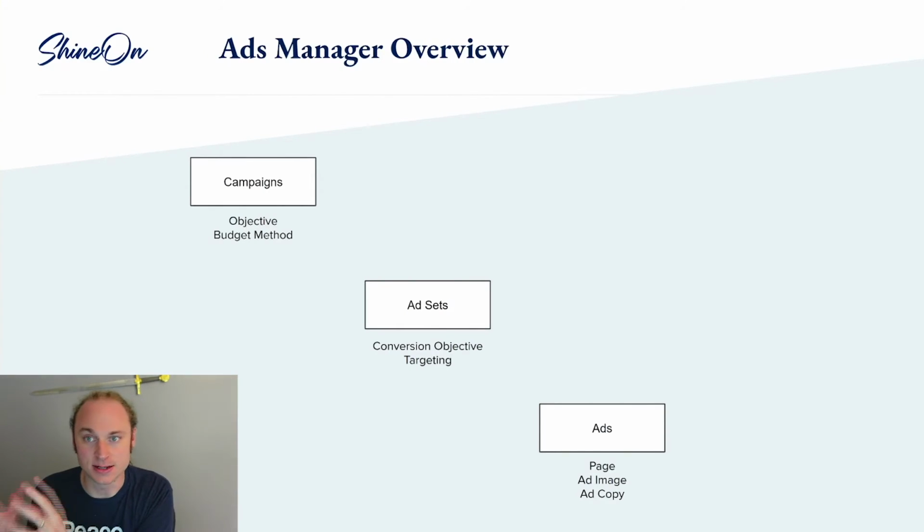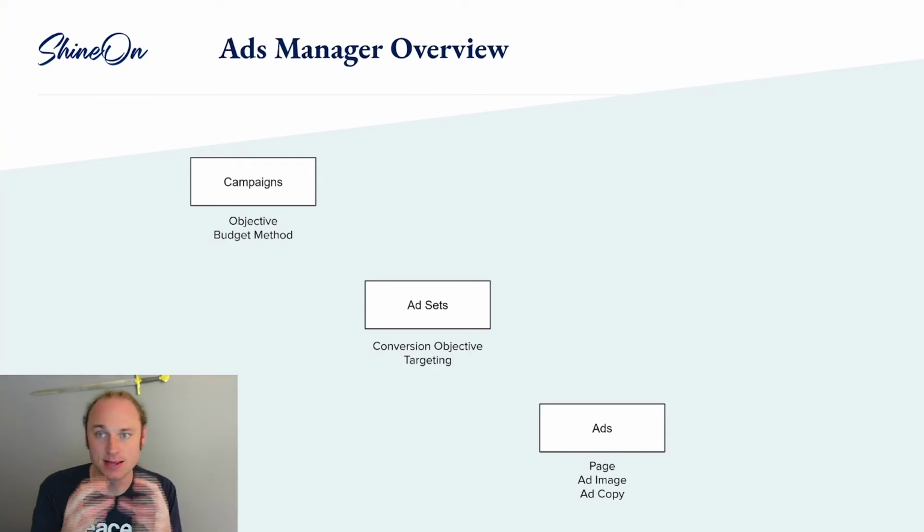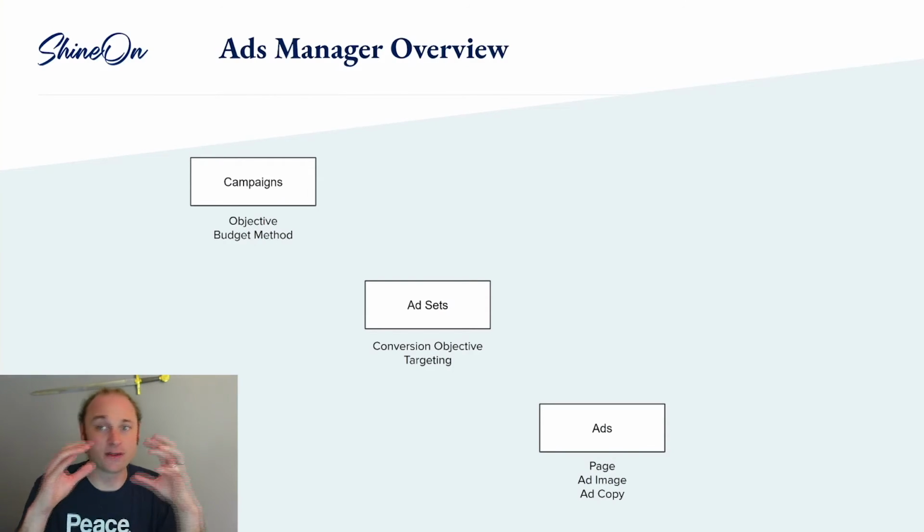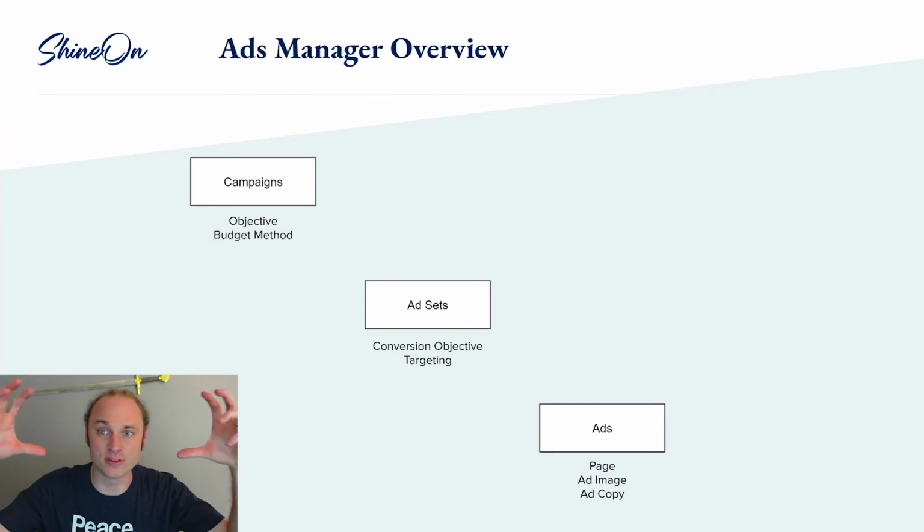That's how you run your ads inside of Ads Manager. You have campaigns, ad sets, and ads. Now, there's kind of a hierarchy here, and I tried to visually illustrate that a little bit on this page. So you have campaigns. This is at the top of the hierarchy.